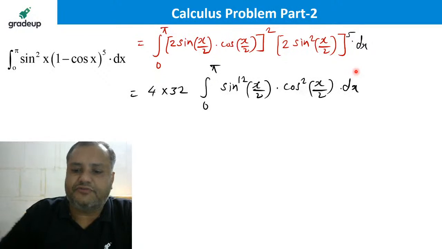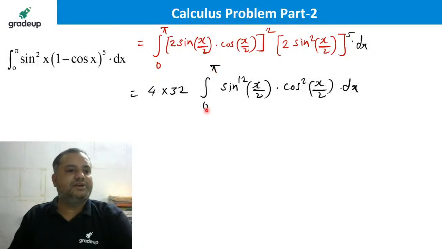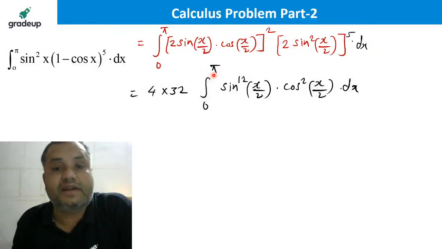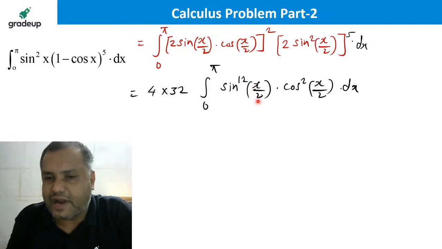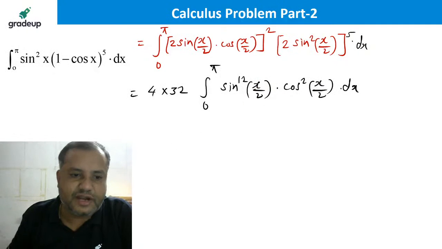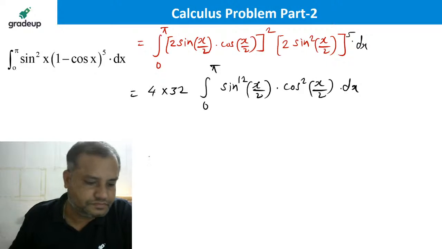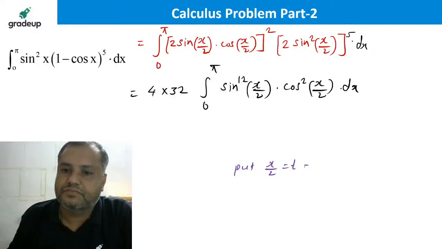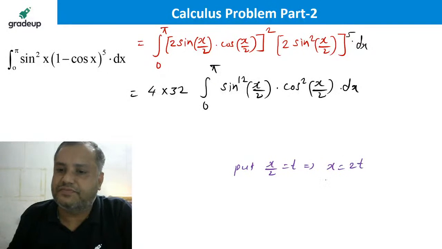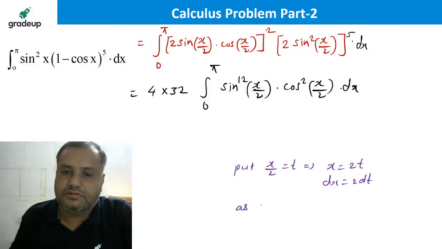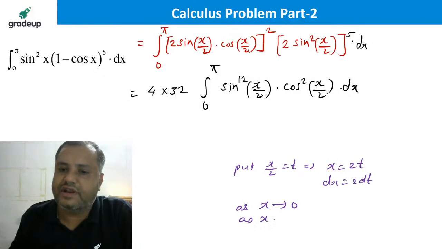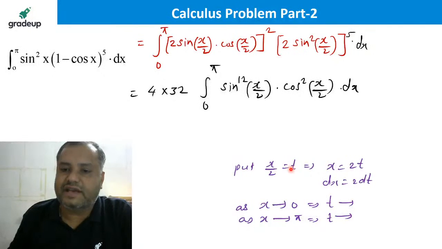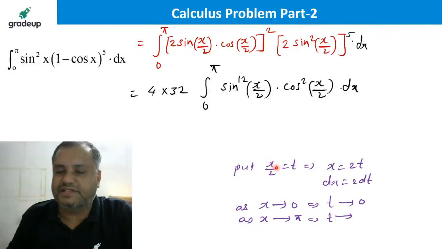So in our recent formula for beta function, the limits were 0 to pi by 2. But here we are getting 0 to pi. So you can put x by 2 equal to t. So x equals twice t, dx equals twice dt, and limits: when x is 0, t will be 0, and when x is pi, t will be pi by 2.